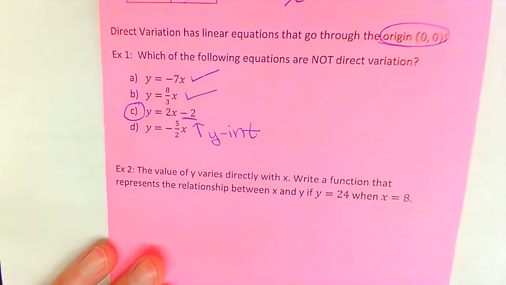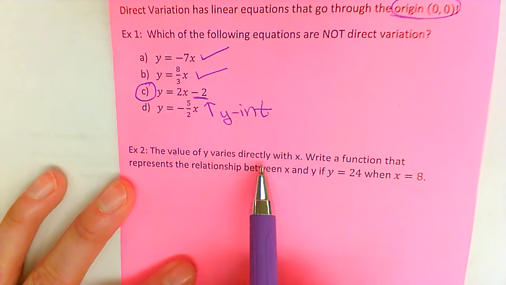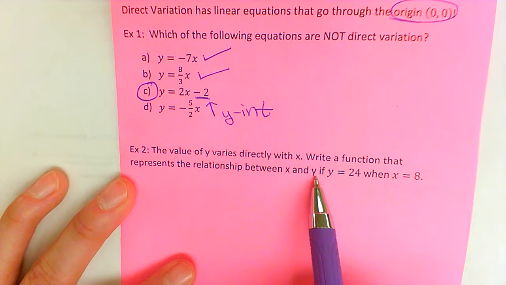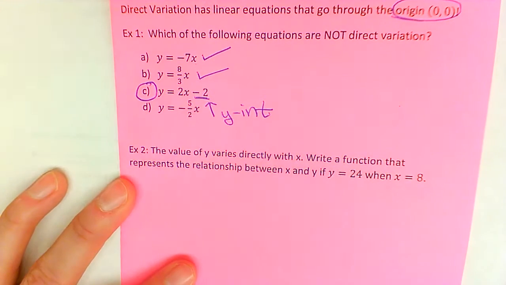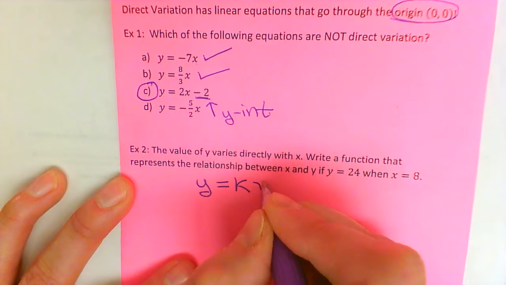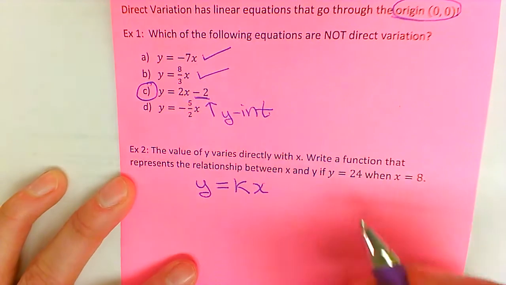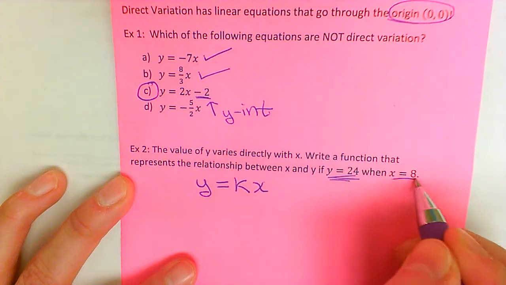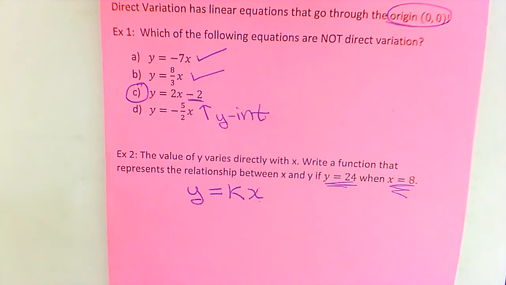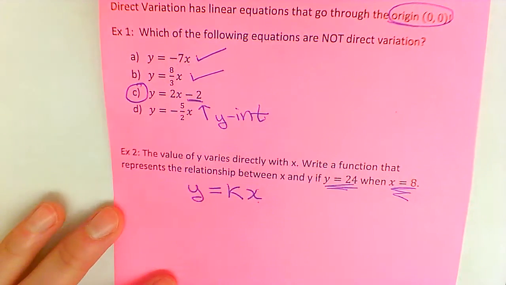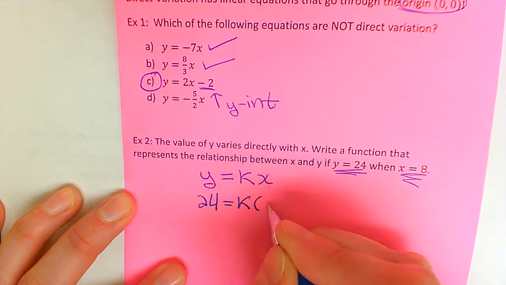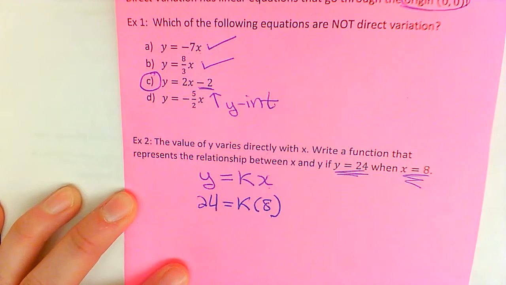Okay. Example 2. The value of y varies directly with x. Write a function that represents the relationship between x and y if y equals 24 when x equals 8. Now I'm going to start with the direct variation equation. y = kx. They gave me a y value and they gave me an x value. So I can plug that in place of x and y and finish solving for k. So my y value was 24. I don't know what my k value is, but my x value is 8.